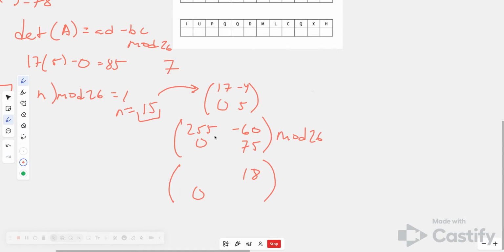255. So 26 times 10 is 260. So you can just subtract that, and even though it gives you a negative number, you can add 26 after that. So it would give you negative 5, and negative 5 plus 26 is equal to 21. And then 75, you can do similar things. So 75 minus 78 plus 26 gives you the same thing. It's 23.